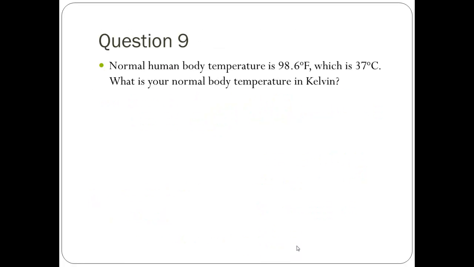So now you have a couple of problems that you're going to answer on your form. Question number 9: normal human body temperature is 98.6 Fahrenheit, which is 37 degrees Celsius. What is your normal body temperature in Kelvin? So pause the video here and solve the problem. Type your answer into the form. Don't include your units. After you have your answer, go ahead and resume.